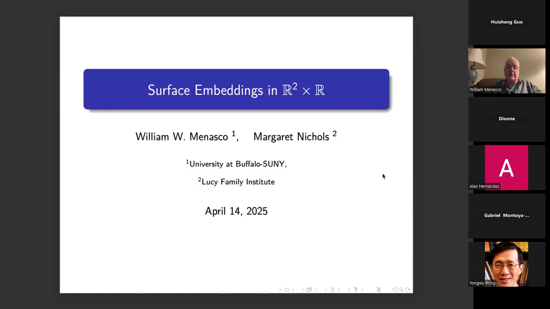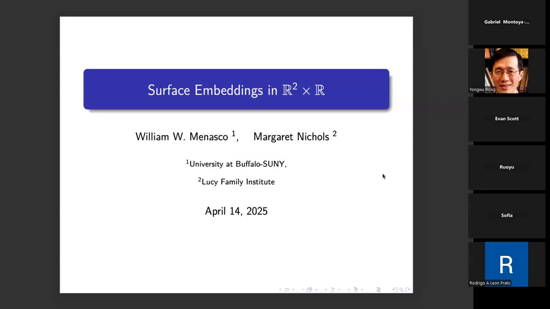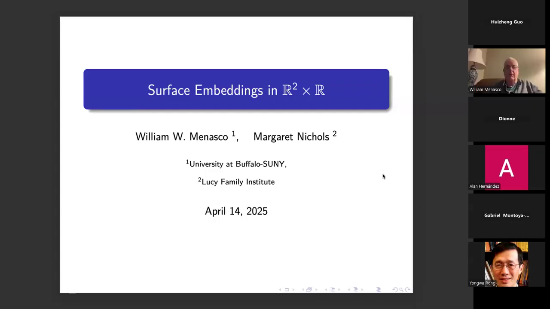What I'd like to talk about today is some work that I did a year or so back with Margaret Nichols, who is now over at the Lucy Family Institute, attached to Notre Dame. This is about surface embeddings in R3, but I want to give R3 some structure. So it's actually R2 cross R. And I've got a question here. How do we do this?